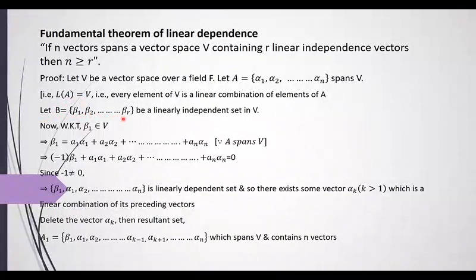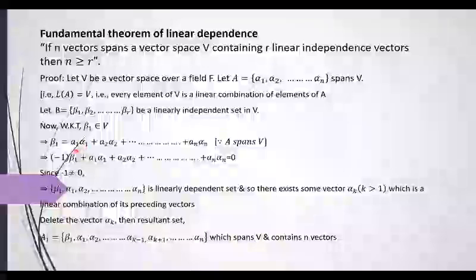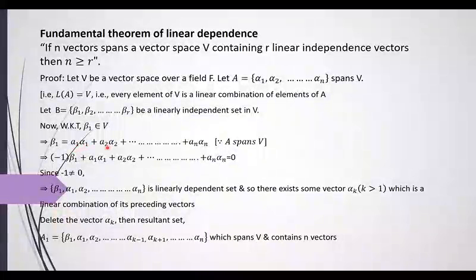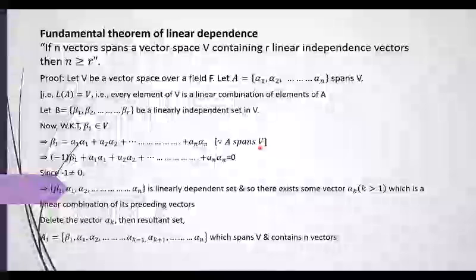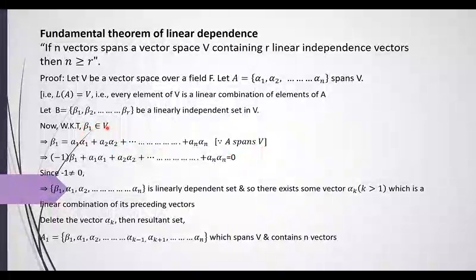Let us take another set B. It contains beta 1, beta 2, up to beta r vectors which are linearly independent in V. The set B is a linearly independent set in V. We know that any vector belonging to the vector space V, say beta 1, can be expressed as a linear combination of the n alphas, that is a1 alpha 1 plus a2 alpha 2 up to an alpha n, because the set A spans V.